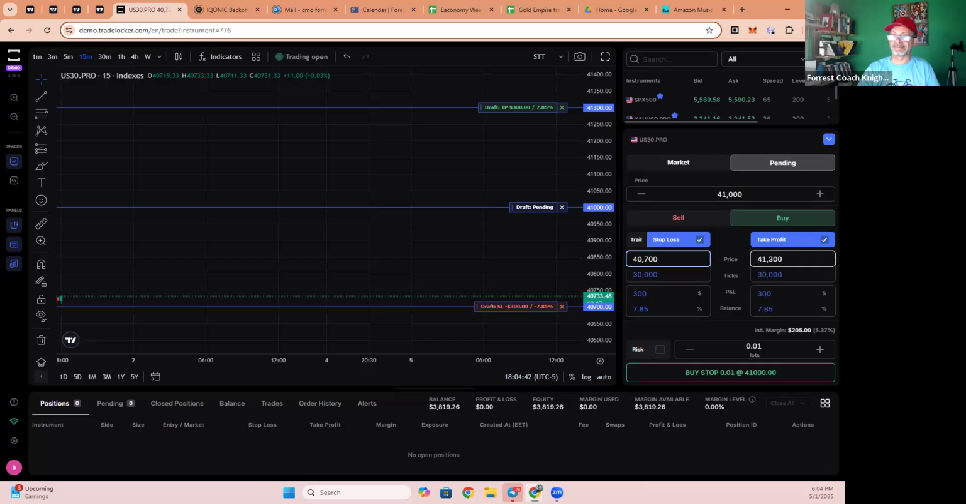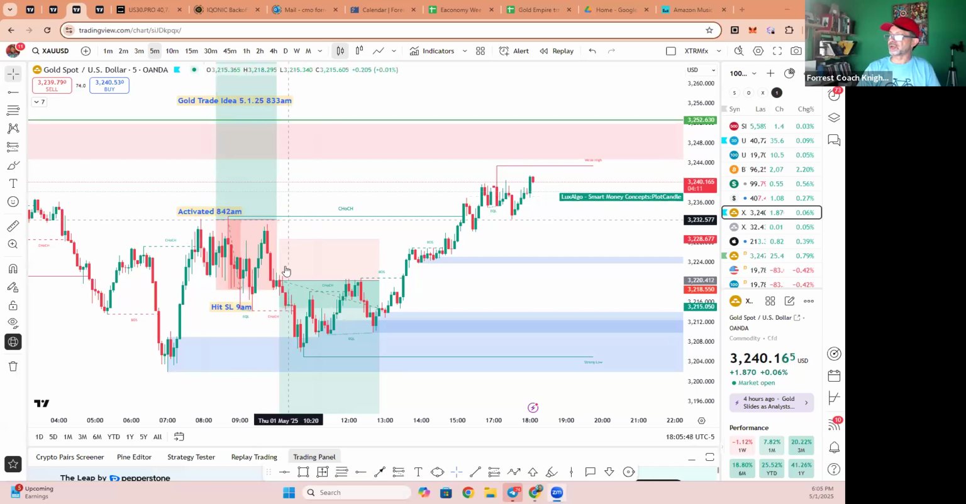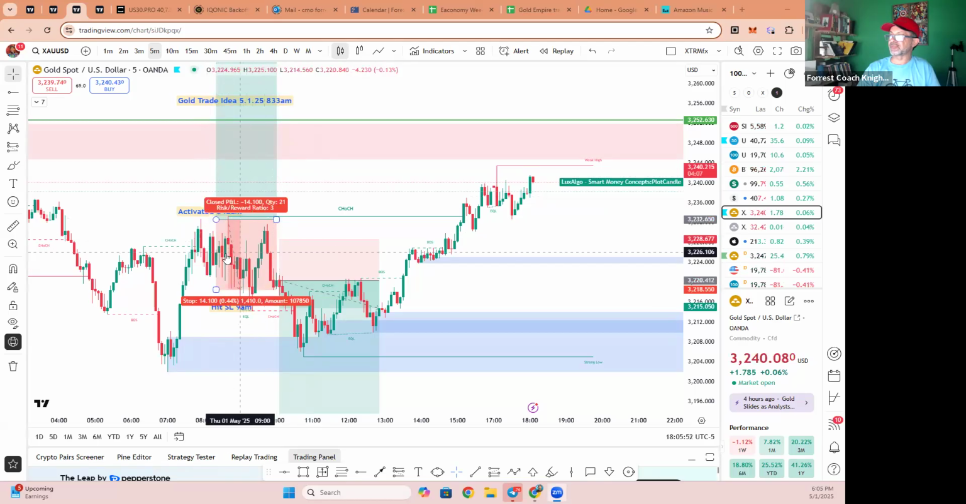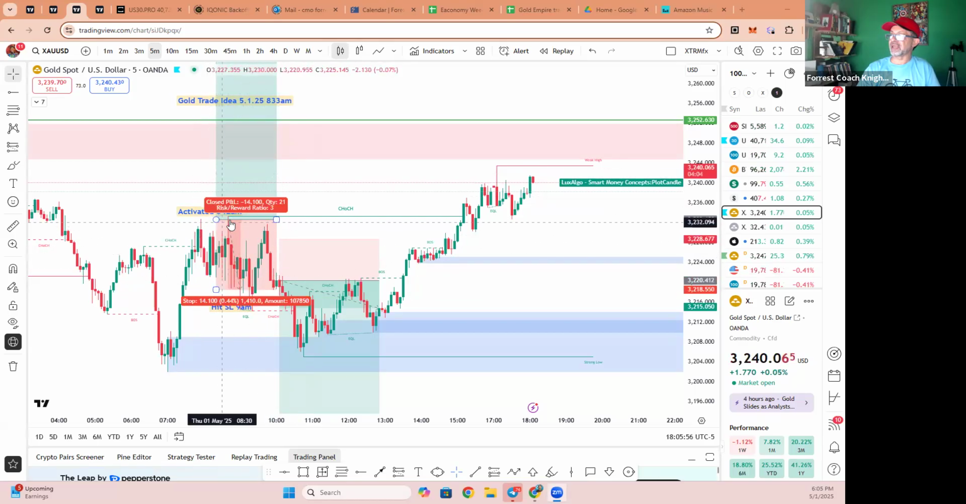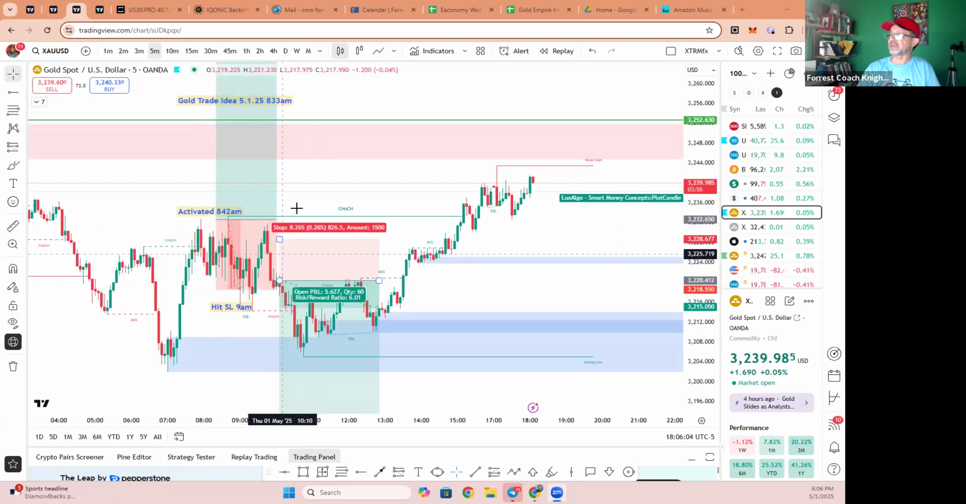So here's another example. I'm going to share with you the gold trade I did from this morning. You can see it's an absolute hot mess, right? I mean, this is just messy, messy, messy. It came up and literally just barely triggered the trade, and then it just went straight to the basement, right? So this was a loss right here.